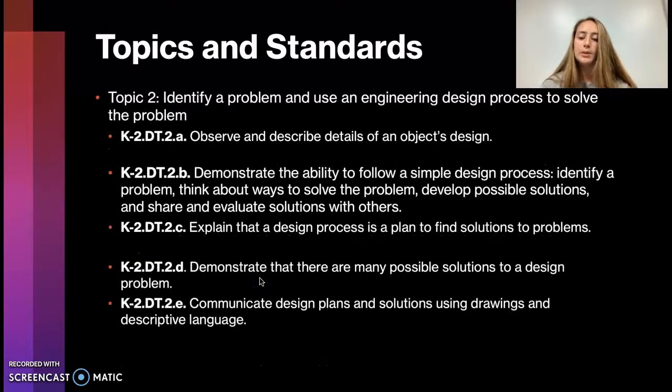The second topic within this is identify a problem and use an engineering design process to solve the problem. There are 5 standards within this topic, and the first one is observe and describe details of an object's design. The second one is demonstrate the ability to follow a simple design process, identify a problem, think about ways to solve the problem, develop possible solutions, and share and evaluate solutions with others.